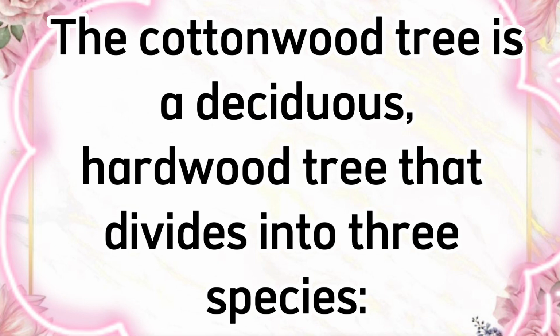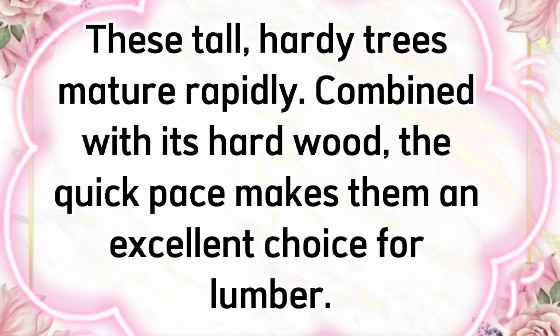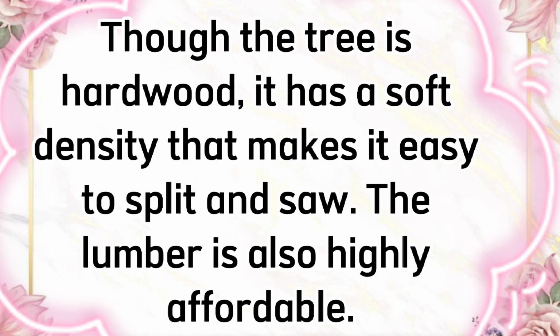Cottonwood, scientific name Populus deltoides. The cottonwood tree is a deciduous, hardwood tree that divides into three species: one, eastern cottonwood; two, Fremont's cottonwood; three, black poplar. These tall, hardy trees mature rapidly. The quick pace makes them an excellent choice for lumber. Though the tree is hardwood, it has a soft density that makes it easy to split and saw. The lumber is also highly affordable.